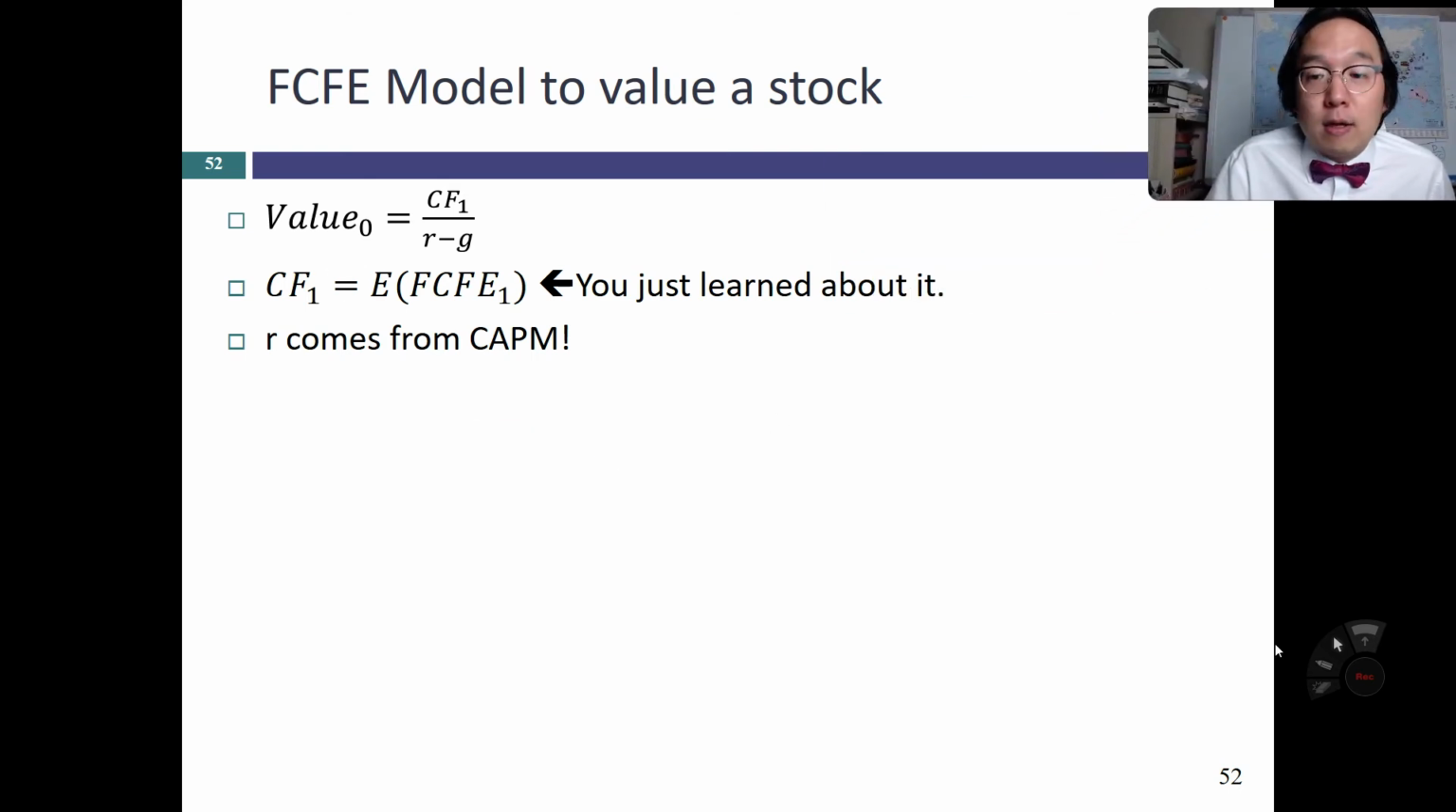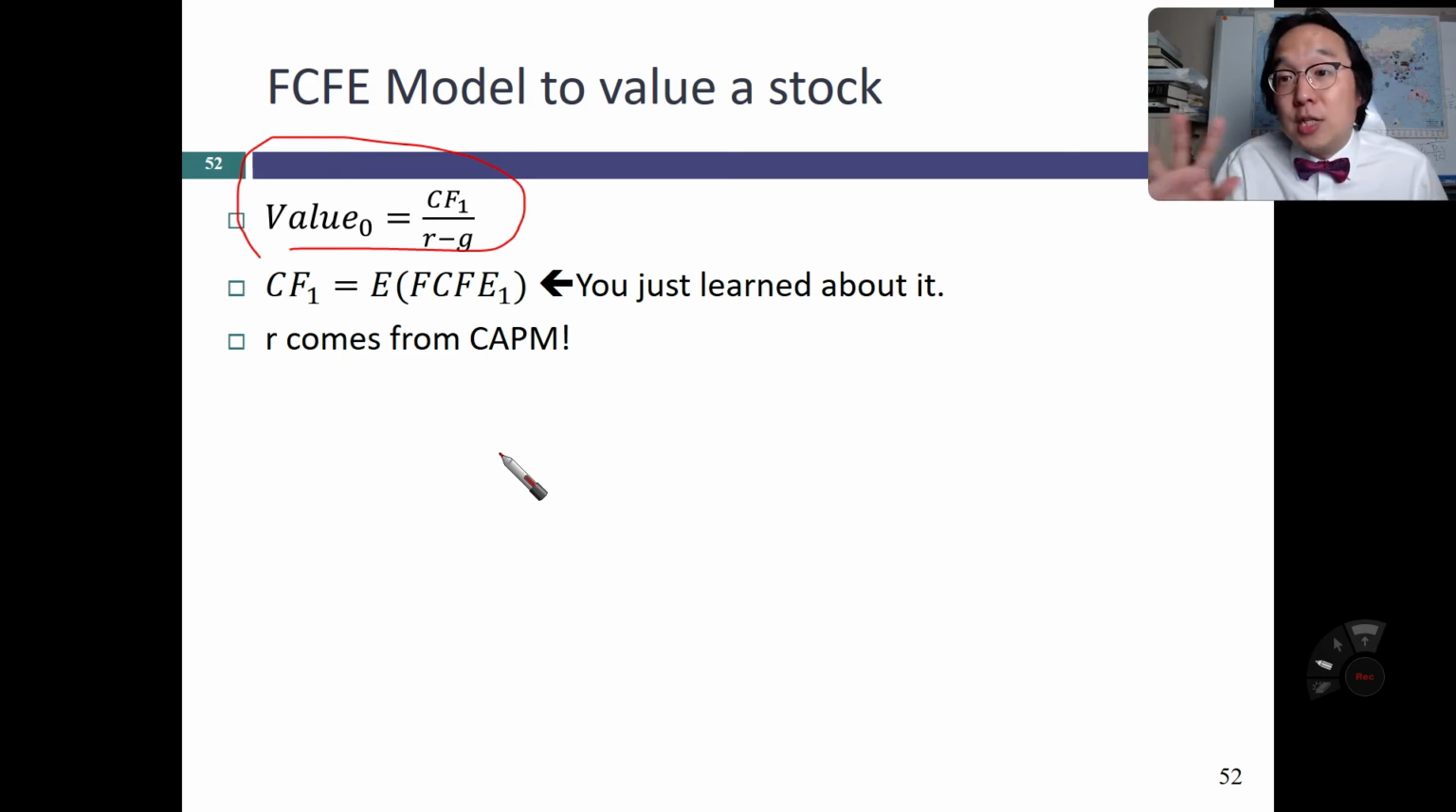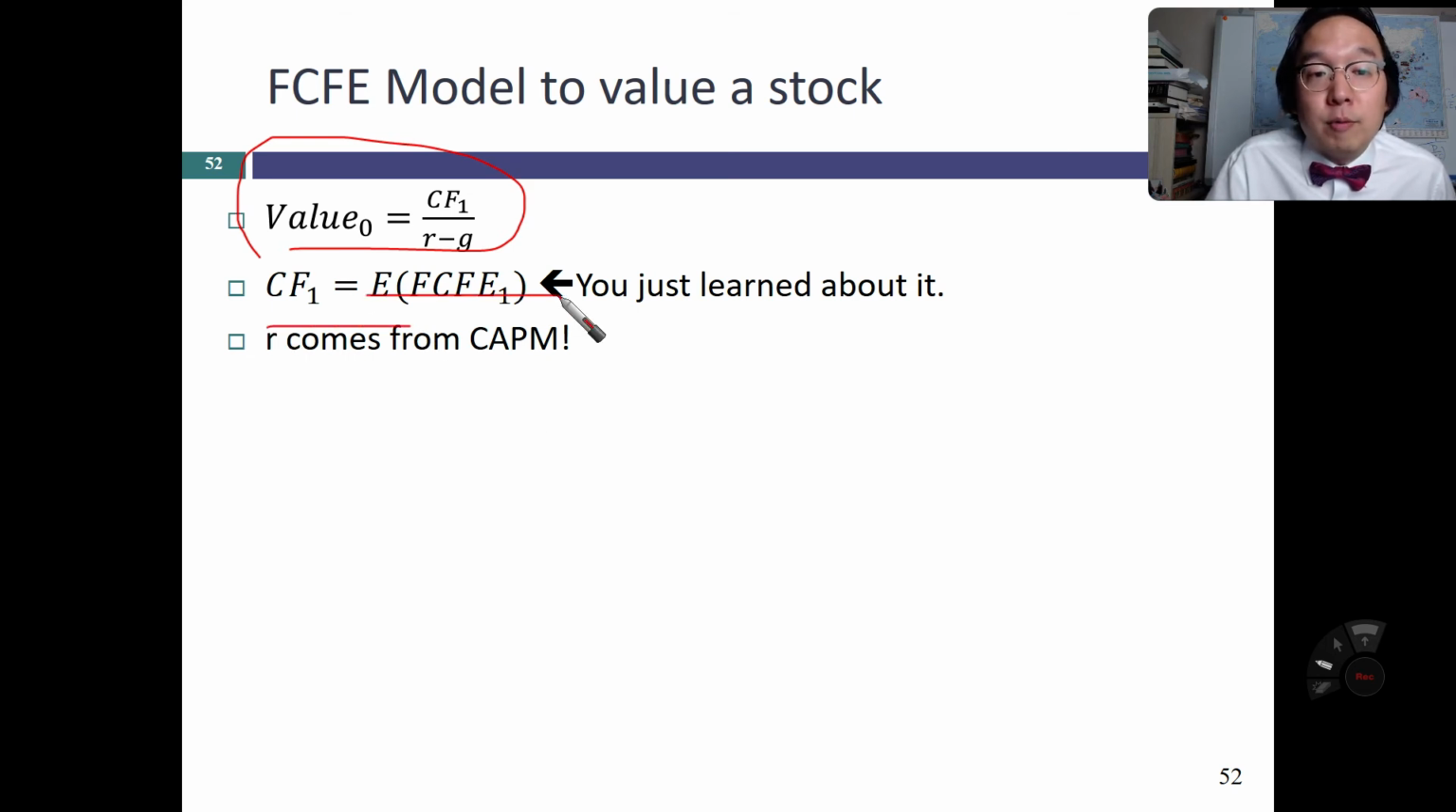Free cash flow to equity model to value a stock. Well, we use the same idea, same framework of value, okay? Value should be equal to cash flow divided by R minus G in the 1-stage growth model. Okay, let's live in a very simple world where your company is slowly growing. Anyway, cash flow 1 will be the expected value of free cash flow to equity 1, right? Year 1. You just learned about it.